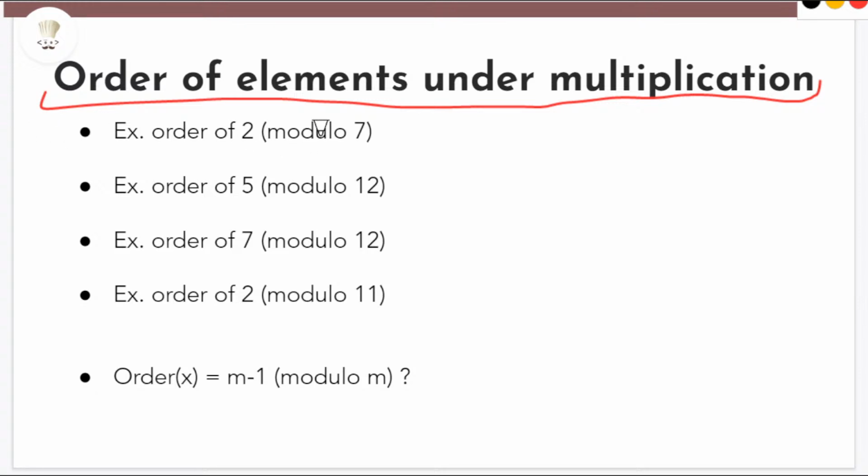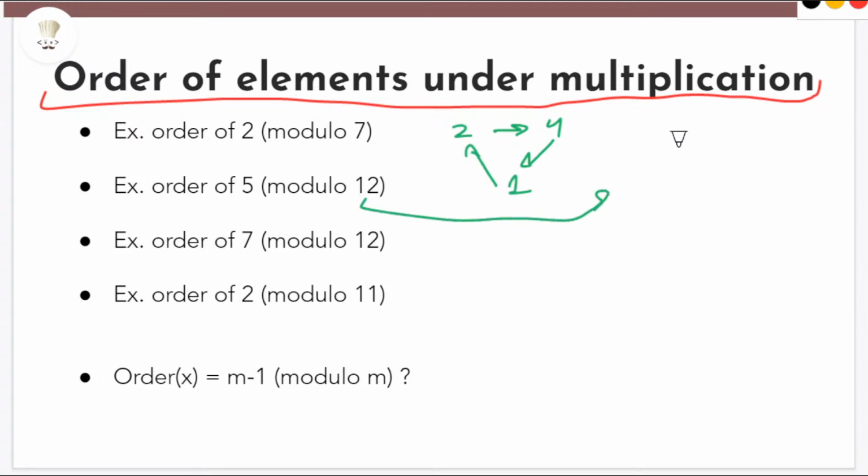So let's try to look at order of 2 modulo 7. So we have 2. We multiply 2 by 2, we get 4. We multiply 2 into 4, we get 8. 8 modulo 7 is 1, and 1 multiplied by 2 is 2.